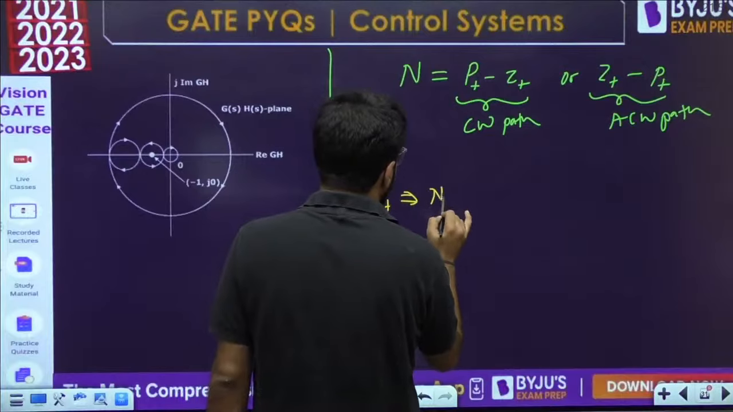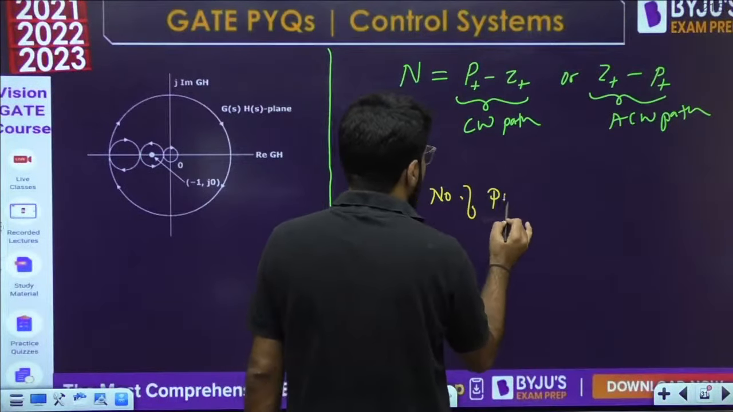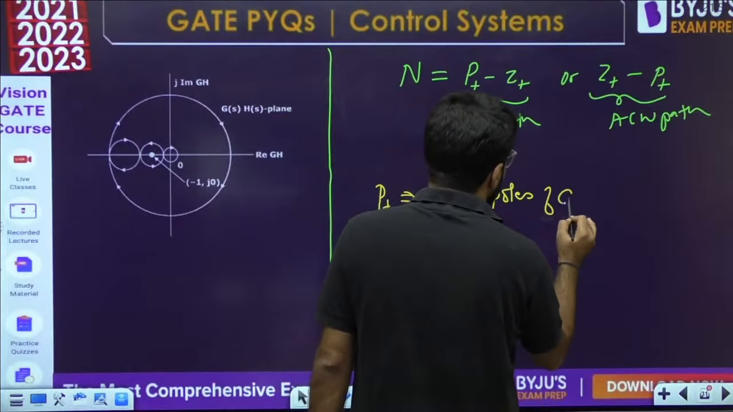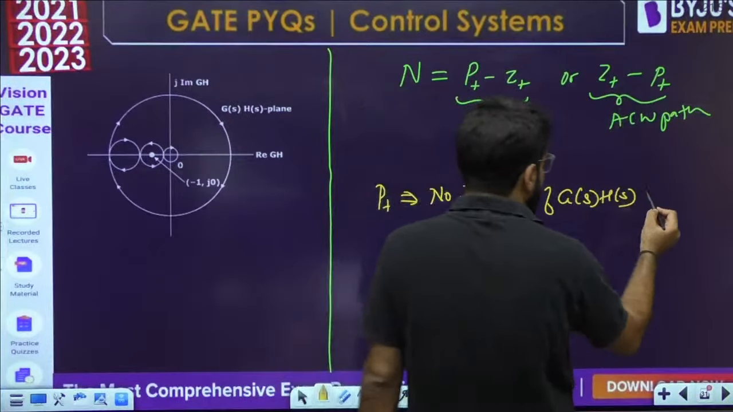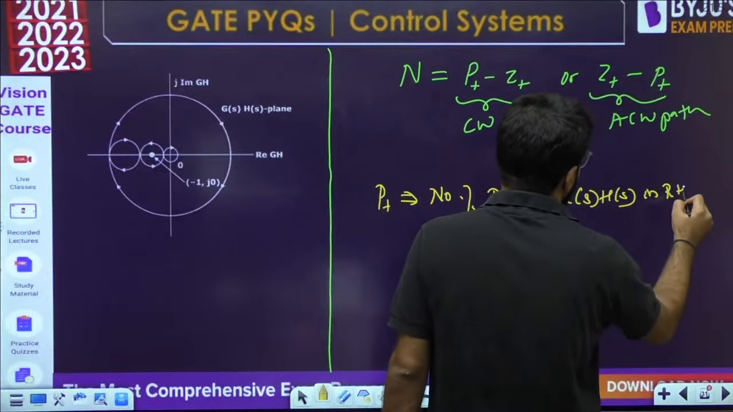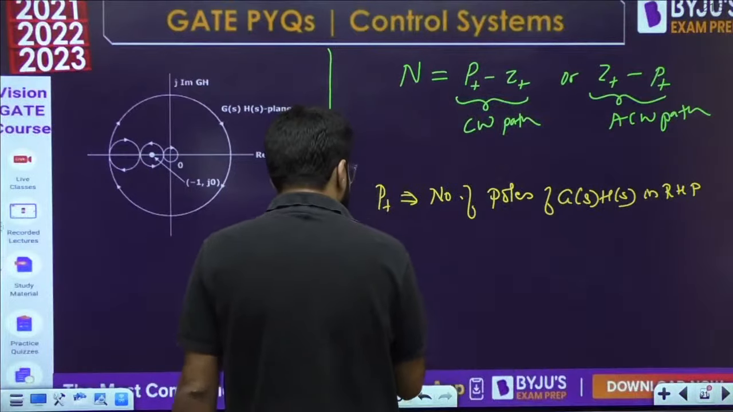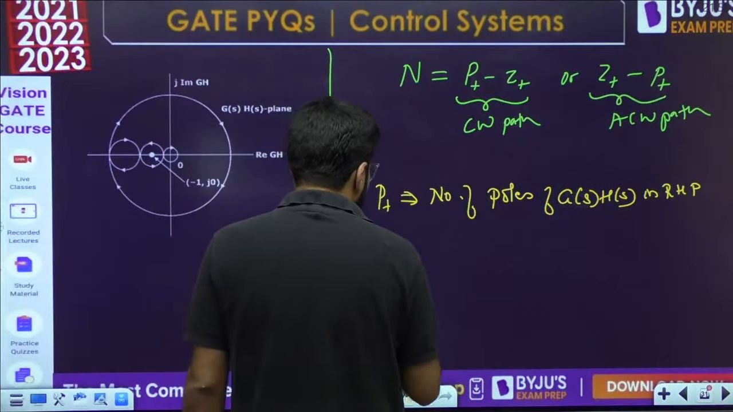P plus is equal to number of poles of G(s)H(s). Ye fix hai. Plus, I always write to remember it as RHP. Number of poles of G(s)H(s) in RHP. Okay. Now, what is N?